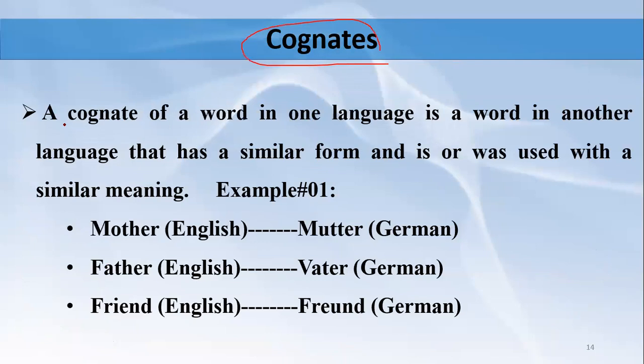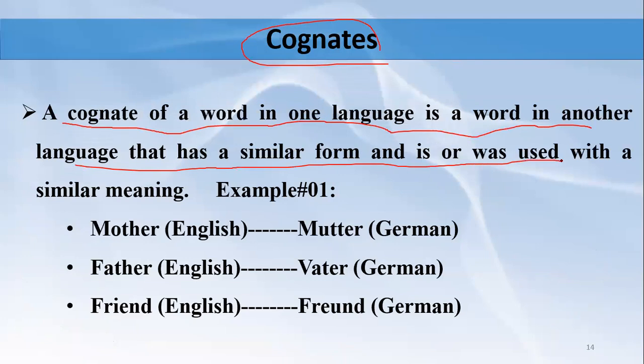Fine. What is a cognate? First of all, a cognate of a word in one language is a word in another language that has a similar form and is or was used with a similar meaning. Simply, a cognate of a word in one language. Like in English, we have the word mother. Now, its cognate in another language: the cognate of the English word mother in the German language is Mutter.